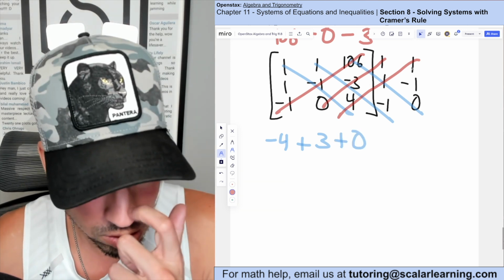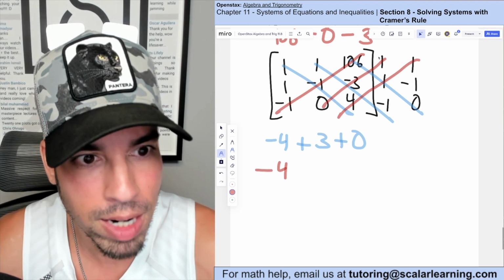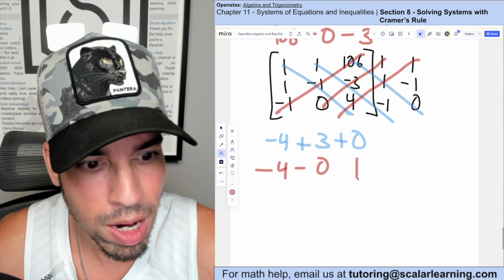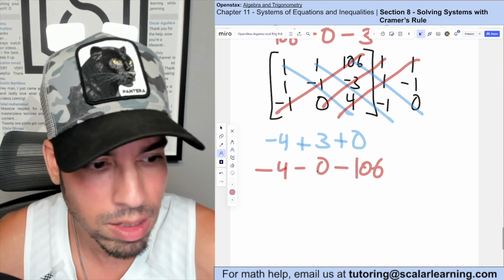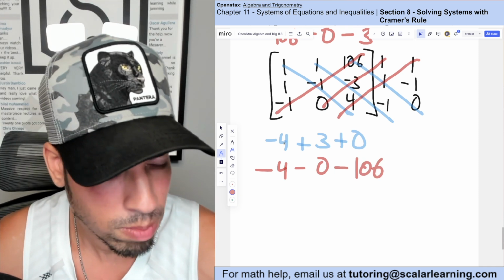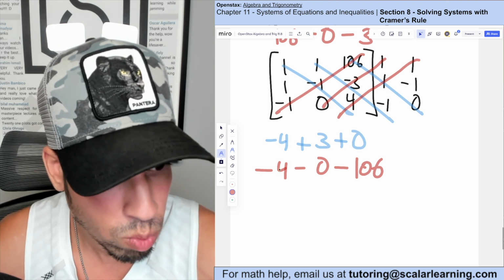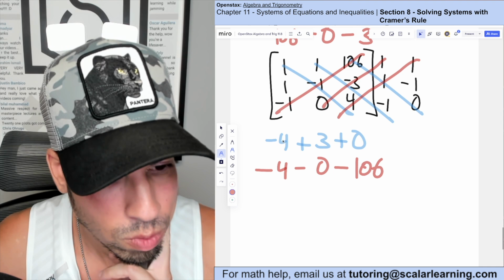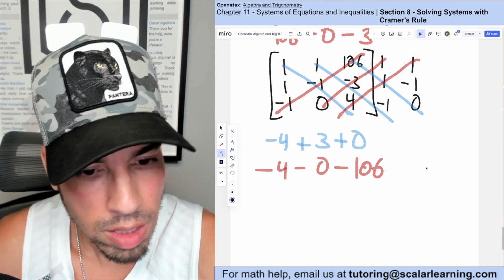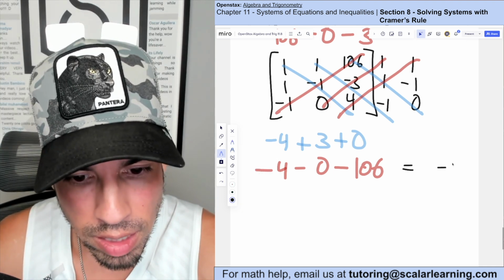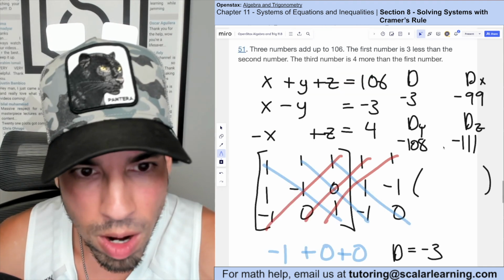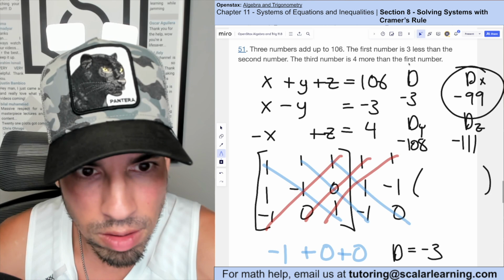Now let's do the reds. So that's going to be 4, but we're minusing it. That's going to be 0, and we're minusing it. That's going to be positive 106, but again, we're minusing it. So now as we simplify everything, this is going to be negative 110, right? Negative 106 plus negative 4, negative 110, negative 114, and then adding the 3, we get negative 111. That is dz. Now to get x, y, and z, so first we take dx divided by d.